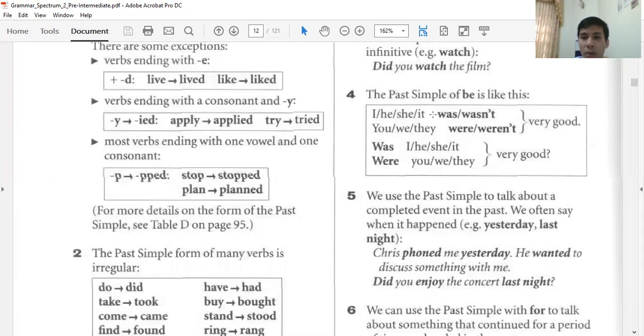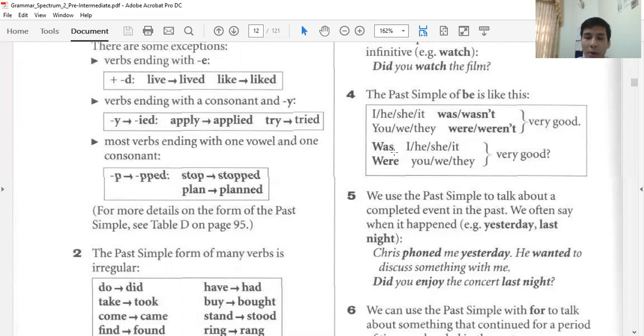I, he, she, it was or wasn't very good. Positive or negative. Okay. And then you, we, and they we use with were or weren't, positive and negative here. For example, you were very good or you weren't very good. That means something was wrong and you did something not good, and then they say you weren't very good. Okay. So this is positive and negative.